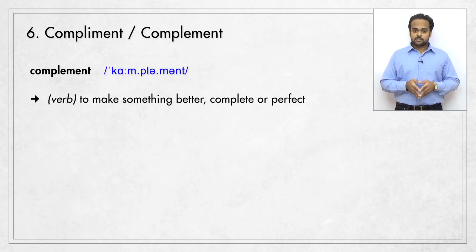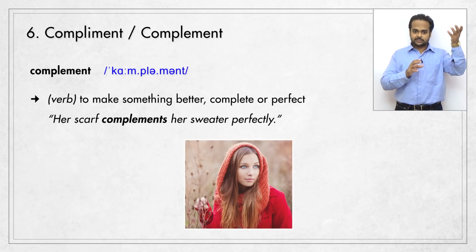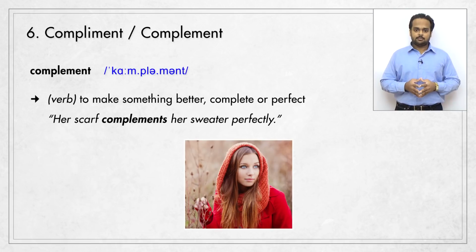The word complement with an E is normally a verb that means to make something better, complete, or perfect. So if we say that A complements B, it means that A makes B better or complete. For example, her scarf complements her sweater perfectly. It means that the scarf makes the sweater look more complete or more attractive.